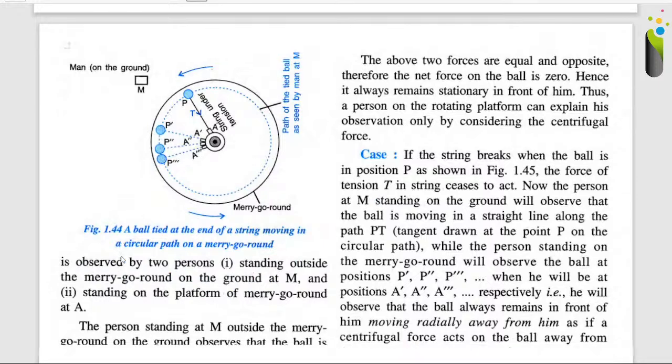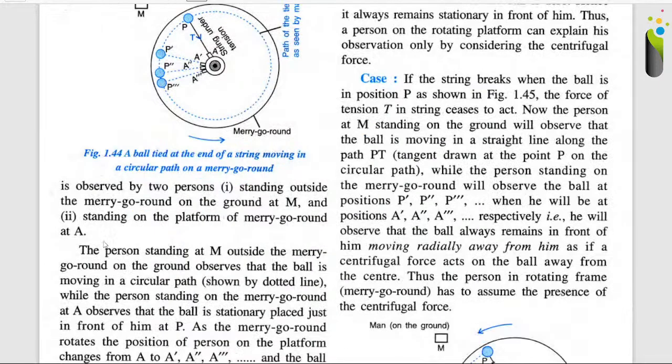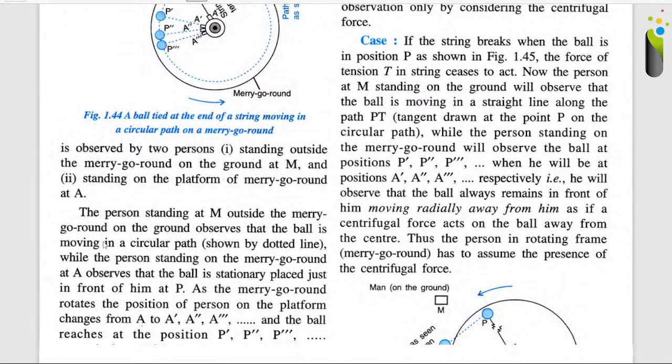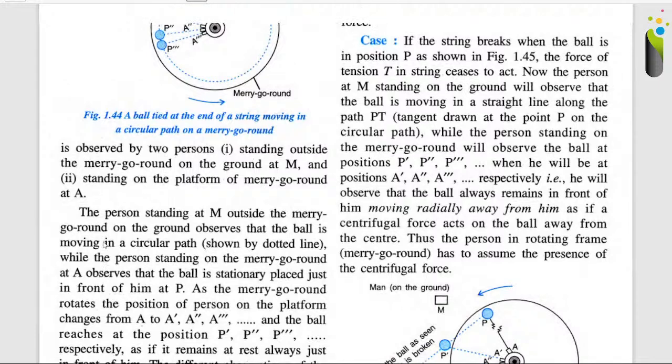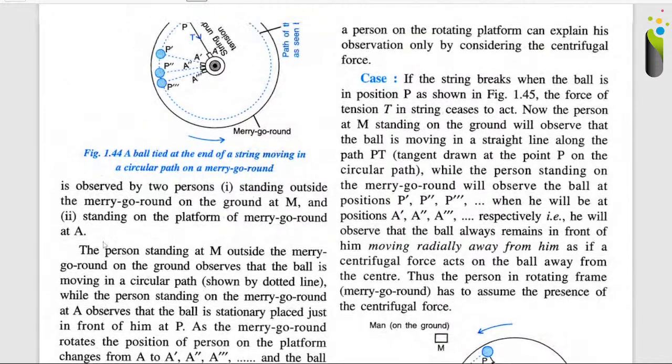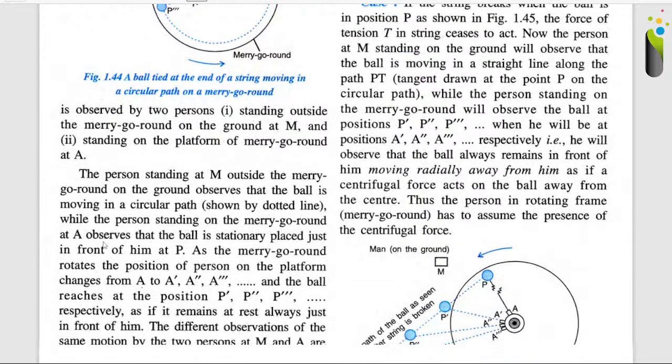The motion of the ball is observed by two persons. First, standing outside the merry-go-round on the ground at M, and second, standing on the platform of the merry-go-round at point A. The person standing at M outside the merry-go-round on the ground observes that the ball is moving in a circular path shown by the dotted line, while the person standing on the merry-go-round at A observes that the ball is stationary, placed just in front of him at B.